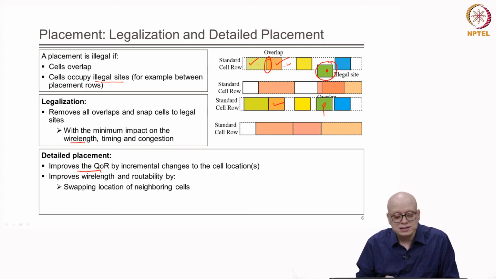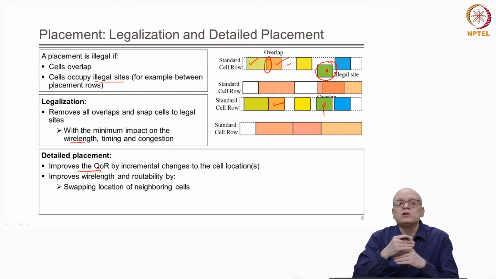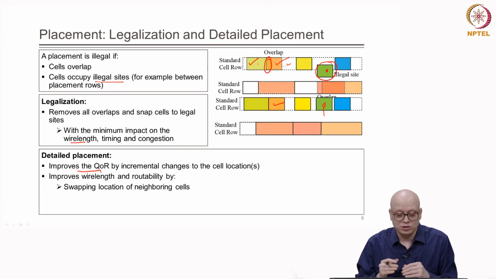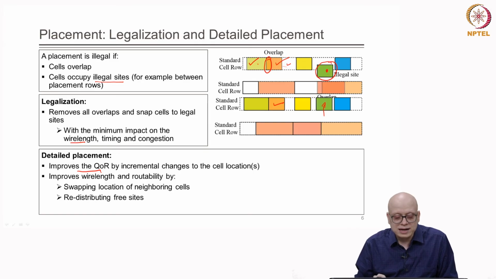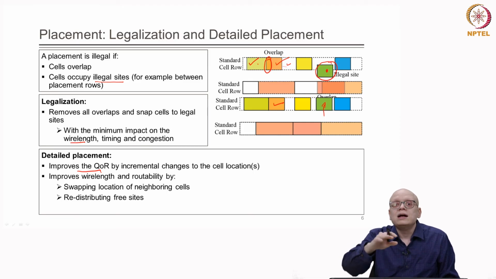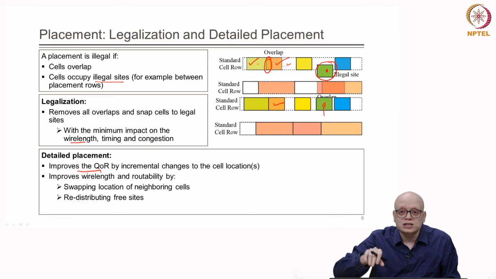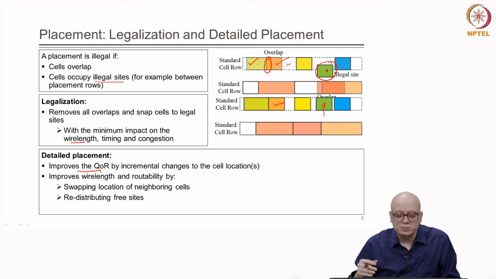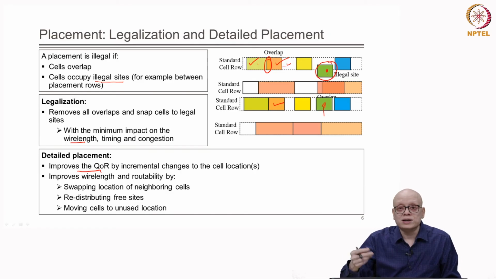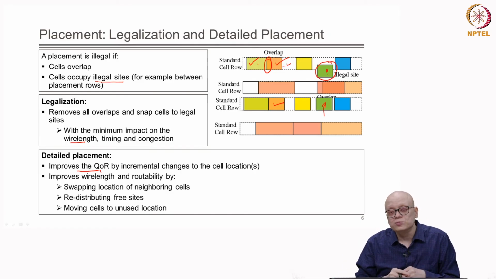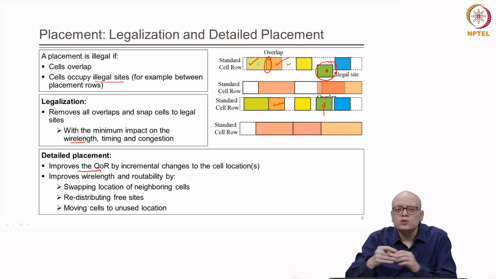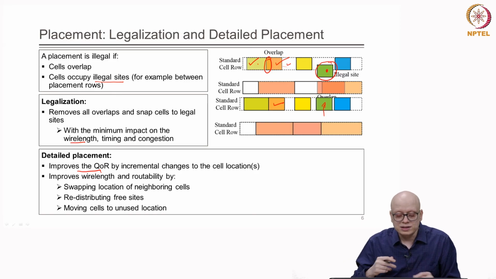And what are these changes? It can swap the location of, say, two adjacent or neighboring cells, or it can redistribute the free sites over the layout, so that routing resources become available to the other region also, and therefore routability can improve. Or it can move cells to unused locations. If the cell density is found to be large in some area, then it will try to move cells away from that location and put them in some unused location.